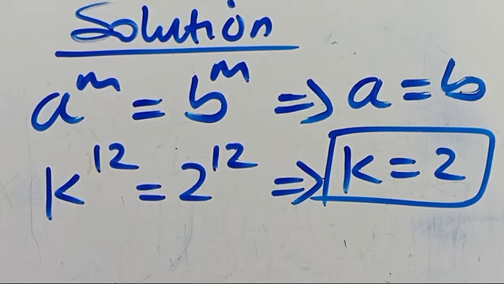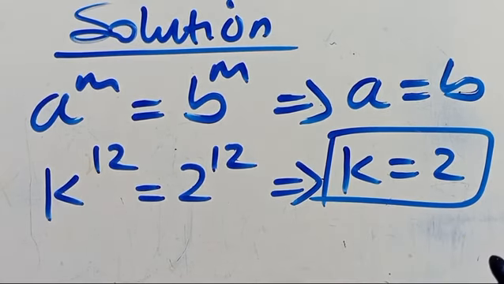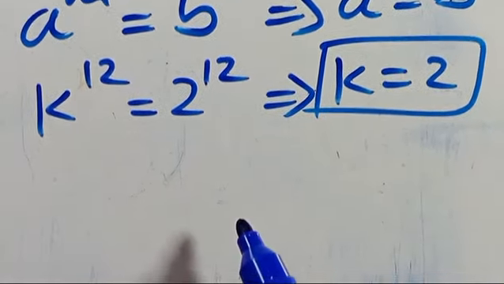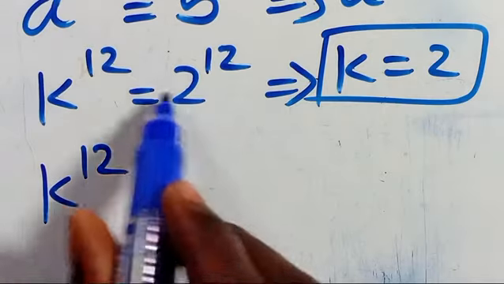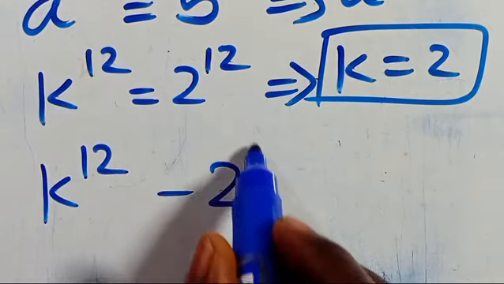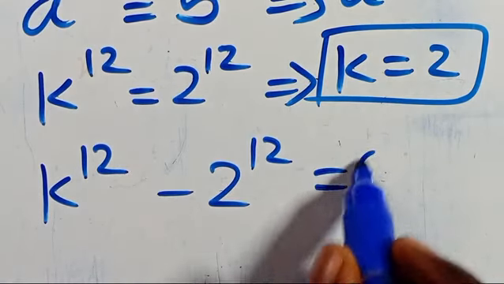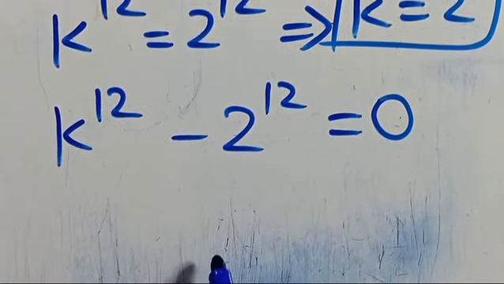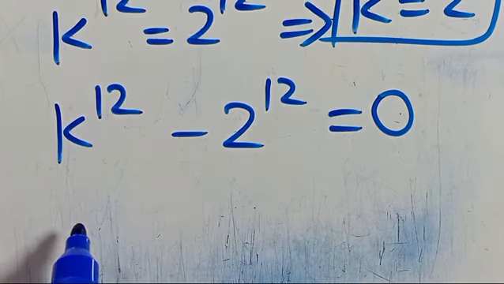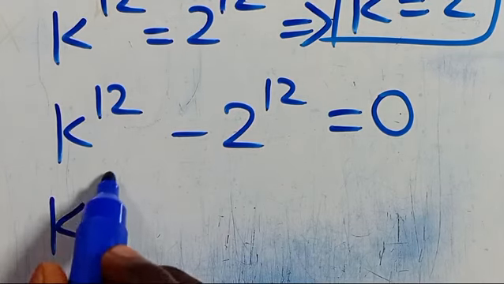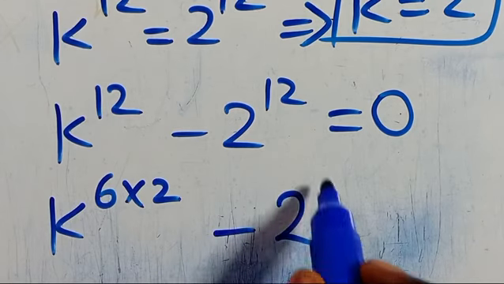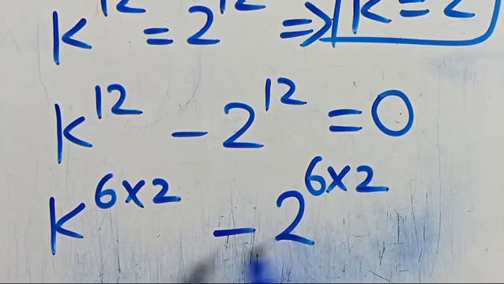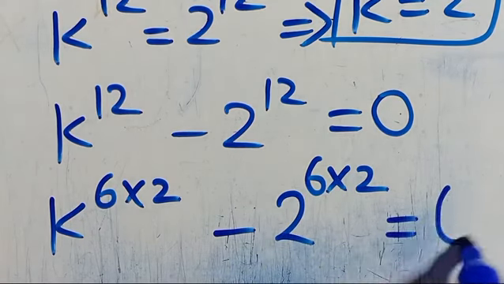But I must tell you that k equals 2 is not the only real solution from here. Then let's solve for the others. So we have k to the power of 12 and 2 to the power of 12. Let's set them to be equal 0. Let's write 12 as 6 times 2. So here will be k to the power of 6 times 2 minus 2 to the power of 6 times 2 will give us 12. Then we should set them to be equal 0.